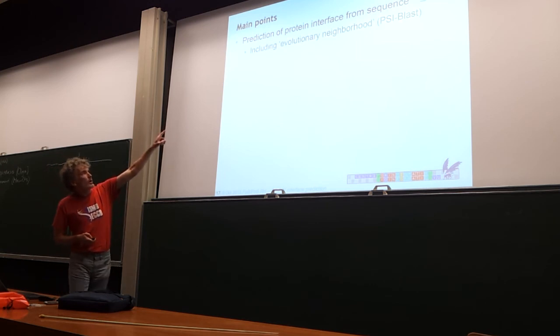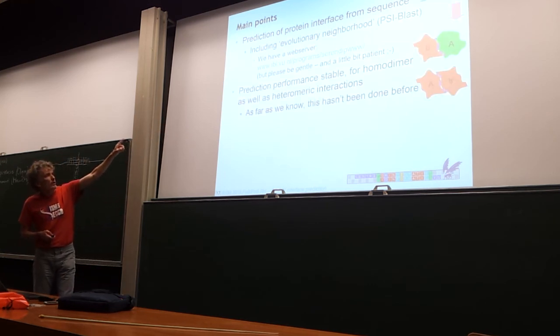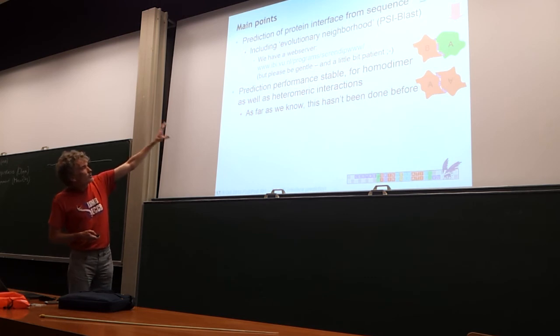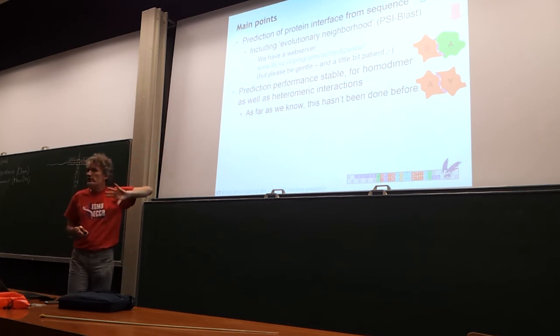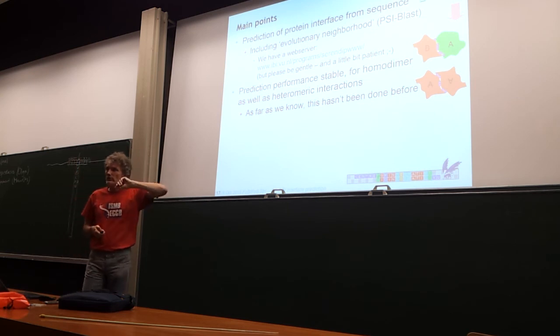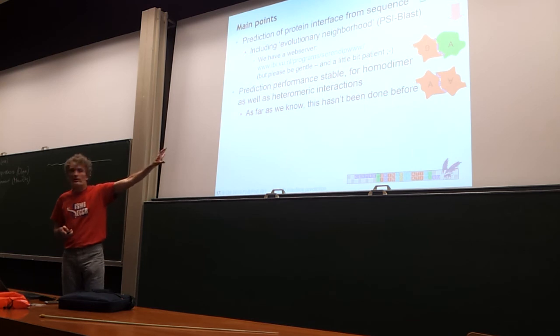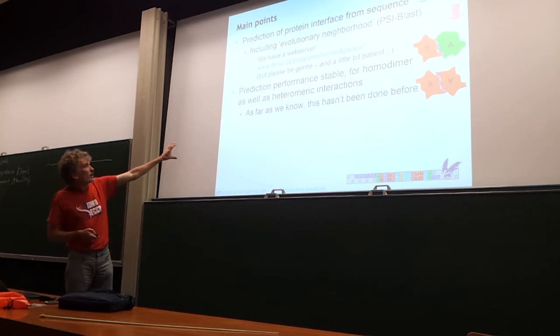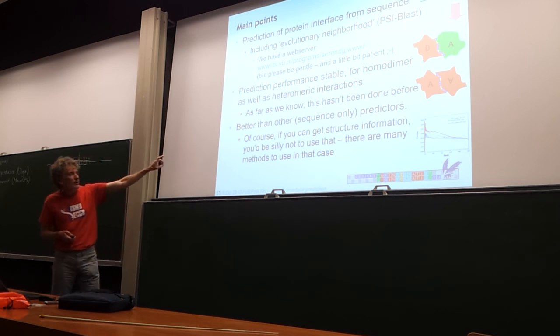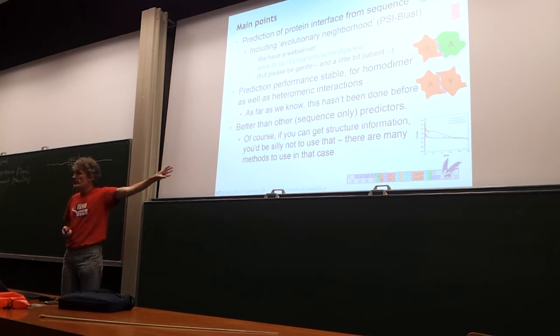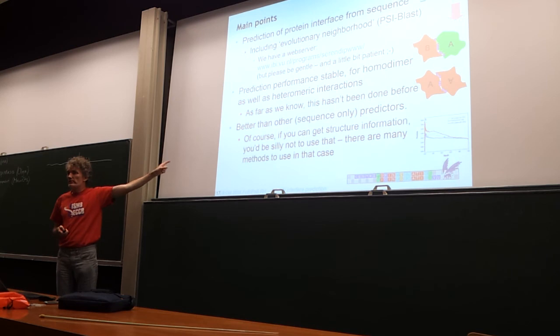We use the evolutionary neighborhood by using SciBlast. We have a web server. Its performance is quite stable. Also, the difference between the training set and the test sets is reassuringly small. That's why we use random forest, because they're quite stable in that respect. We're better than other sequence-only predictors. And of course, if you have a structure, use it. But if you don't, then we're your next best option.